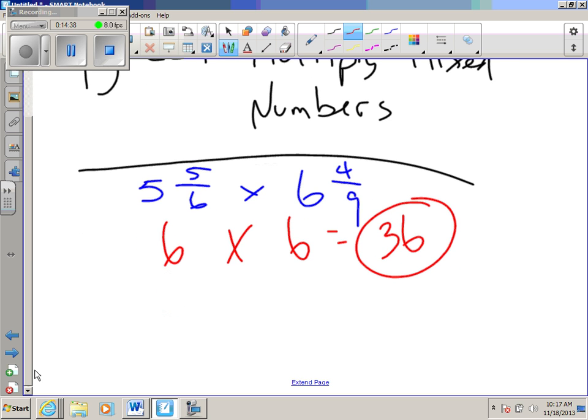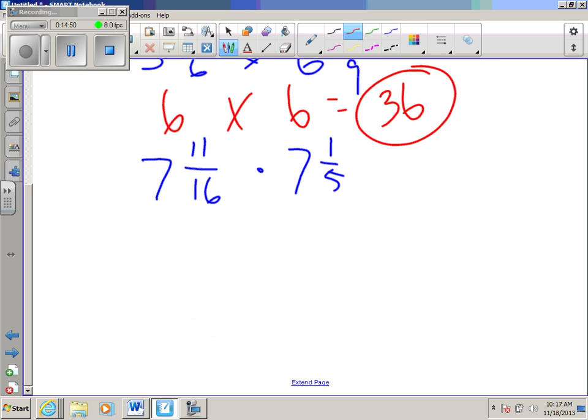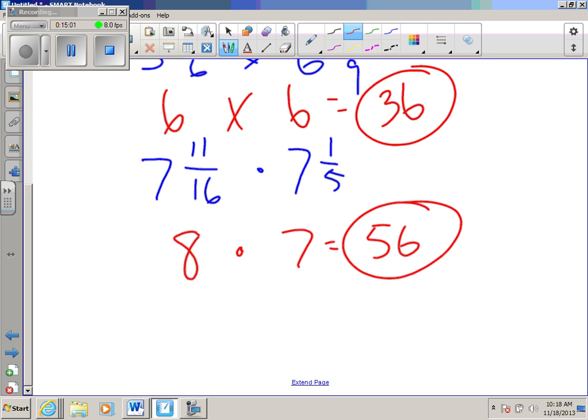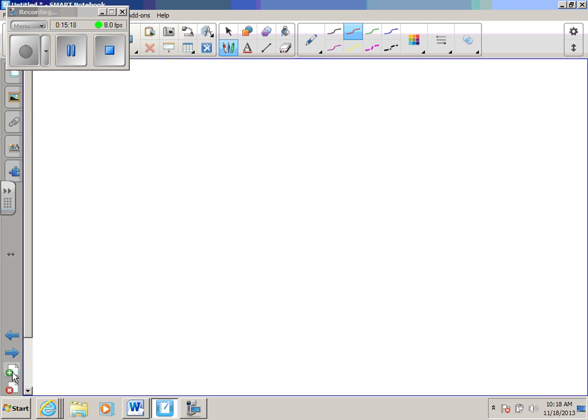Okay. If you were to see 7 and 11/16 times 7 and 1/5, if I were to estimate here, or round, 7 and 11/16 rounds to 8, 7 1/5 rounds to 7, I should get something in the neighborhood of 56. Now, that might not be something that you have to do all the time, but when they ask you for it, that's what you'll have to do. Plus, it helps if you're not really sure that what you came up with was right. You can go back and estimate and see how that compares to what you got.